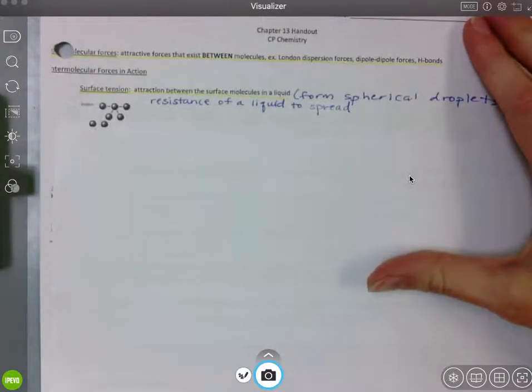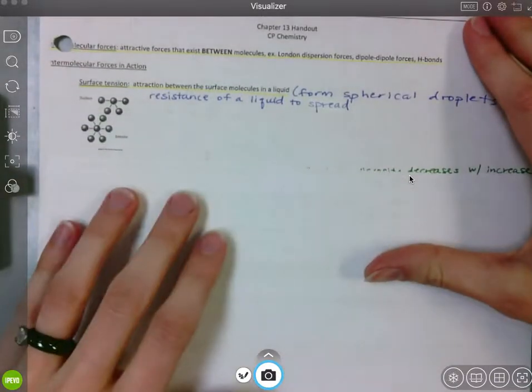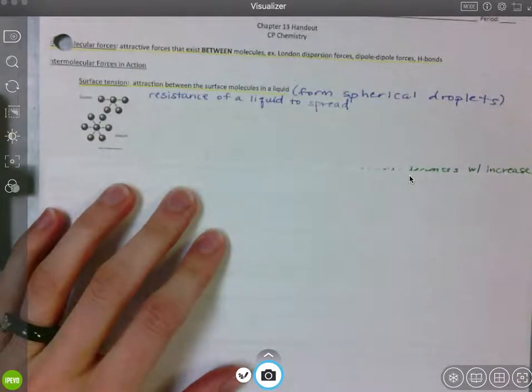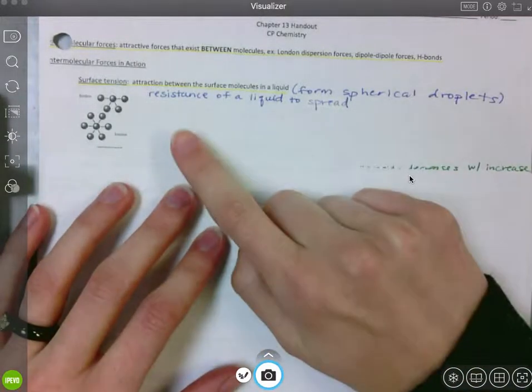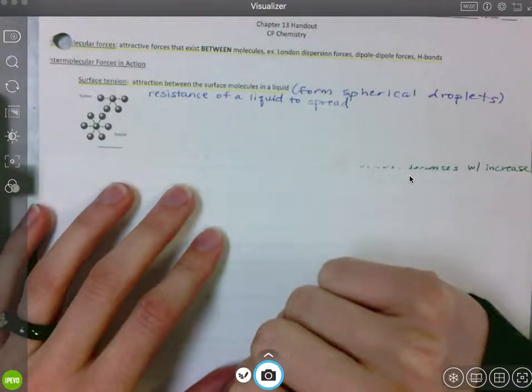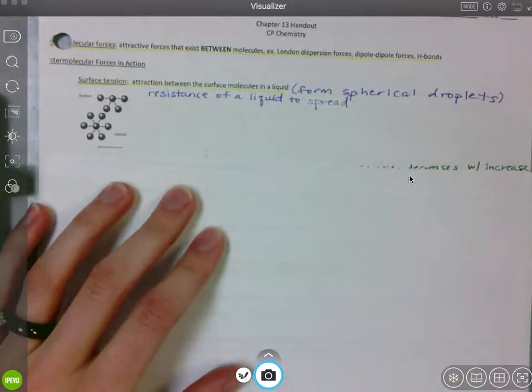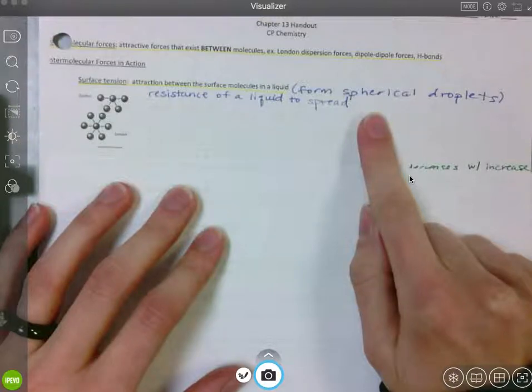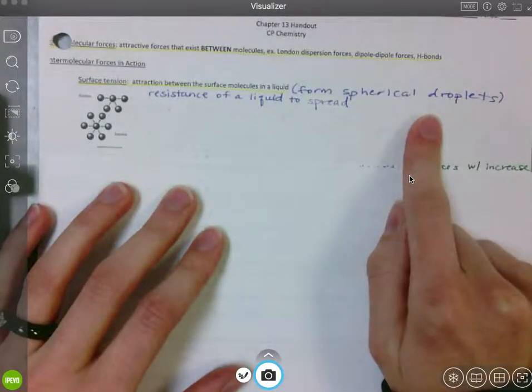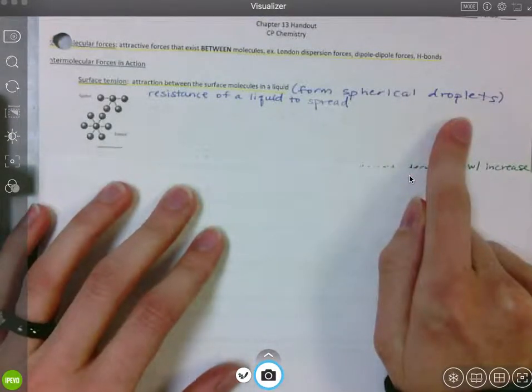So the next thing in our chapter handout, we're talking about intermolecular forces that we can actually see happening between our molecules. Surface tension is the first one that we're going to be looking at. So this is the attraction between the surface molecules in a liquid. Surface tension is responsible for the formation of spherical droplets.